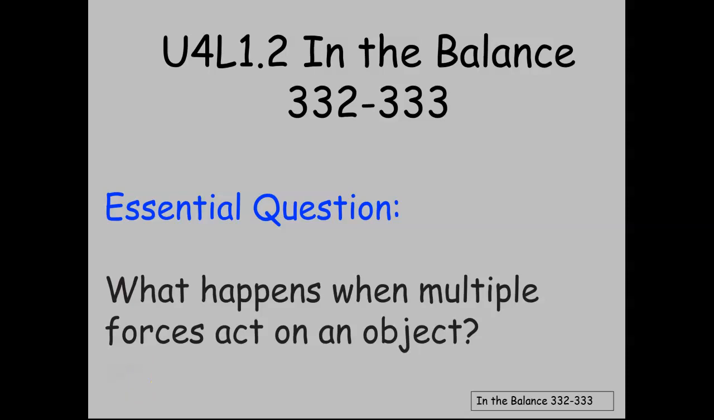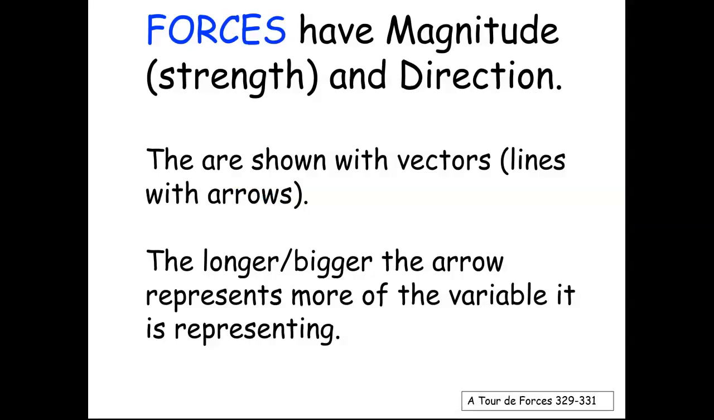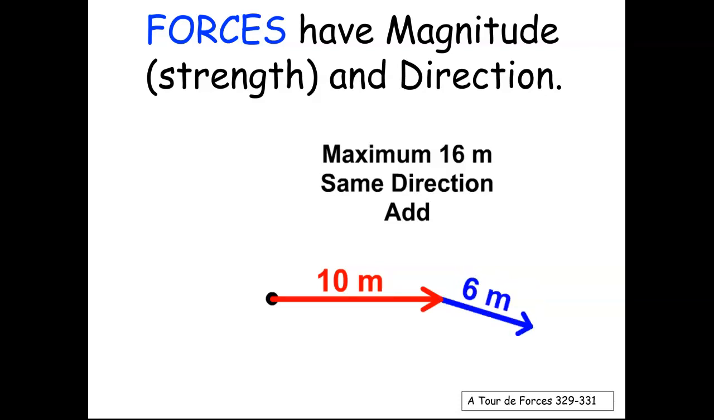Here we go. Unit 4, Lesson 1.2, In the Balance. Our essential question is, what happens when multiple forces act on an object? So like we discussed in Unit 4, Lesson 1.1, forces have magnitude and direction.